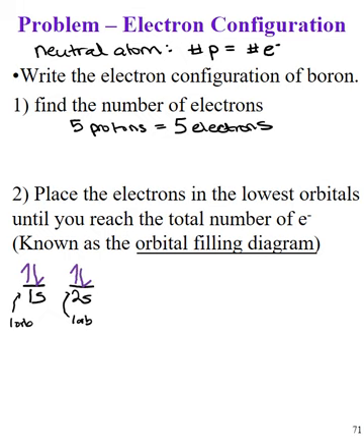I need to get 5 electrons. So after the 2s, what comes after that one? The 2p. How many orbitals does the p subshell have? It has a total of 3, so I draw 3 lines. How many electrons should I put in there? Okay, you might get confused right here. The p orbital can hold up to 6 electrons.